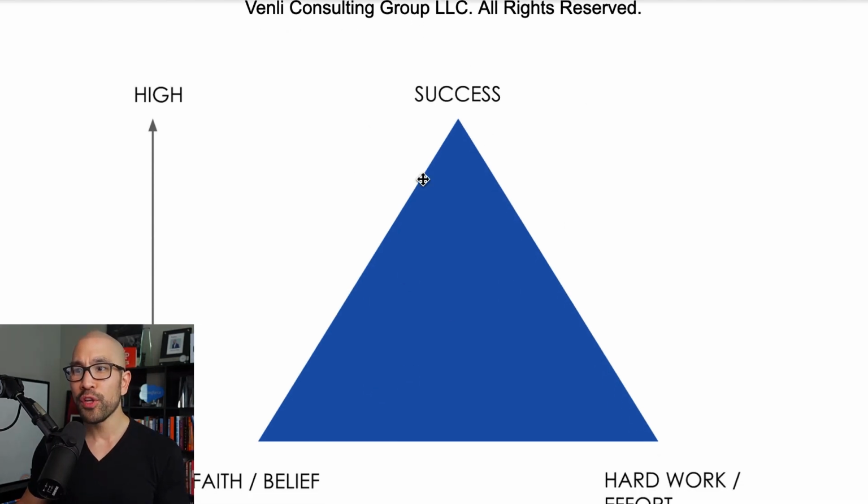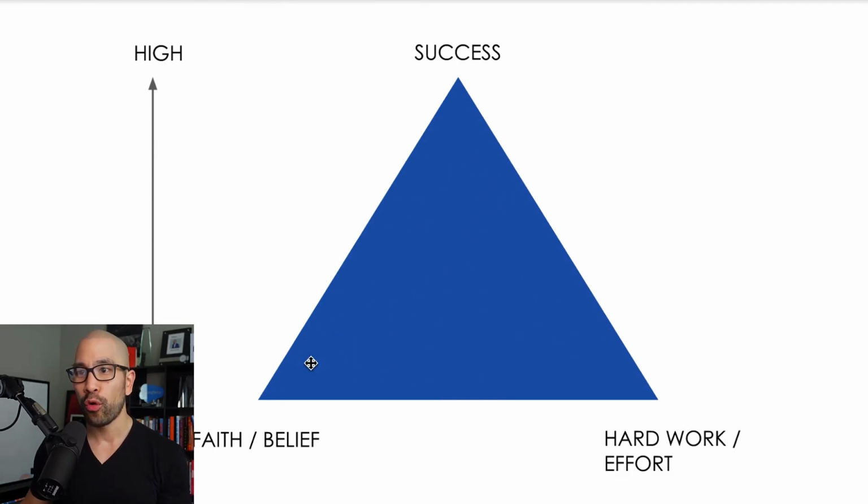So here, this is what I call the faith triangle. Something I learned from a great mentor a long time ago. So at each corner, there's different things. On this corner, there's faith and belief, and it can be low or high. On the right side, it is hard work or effort, and the top is success.